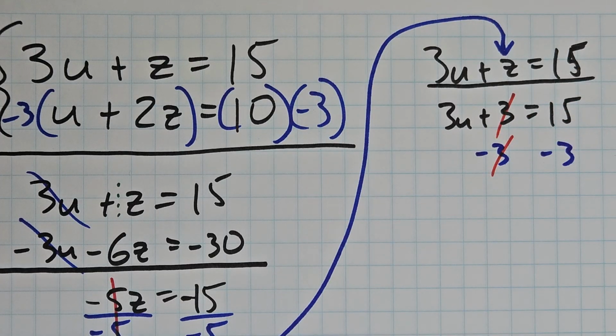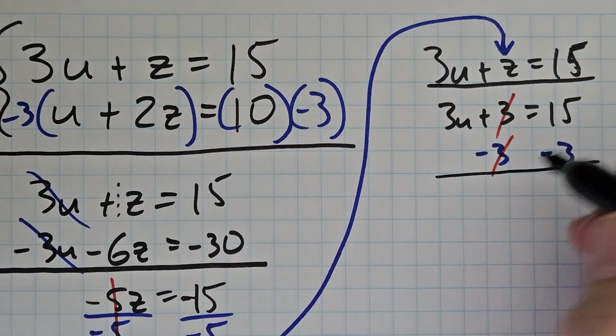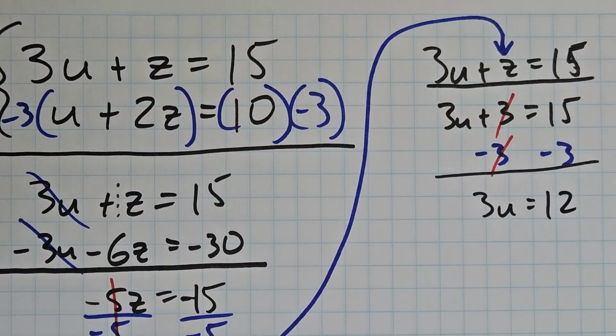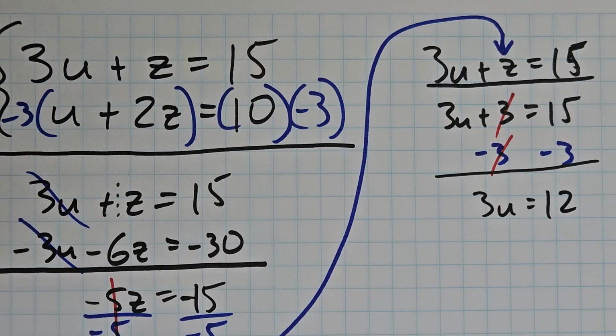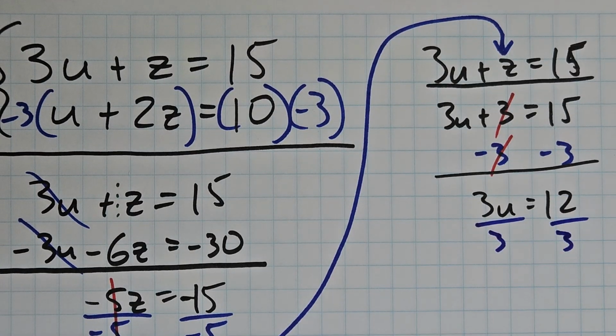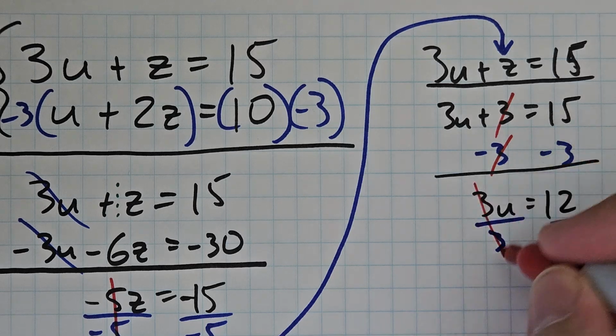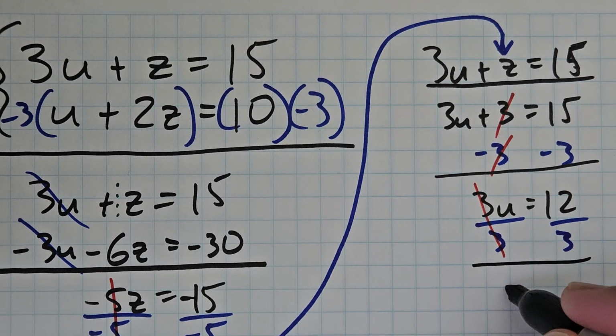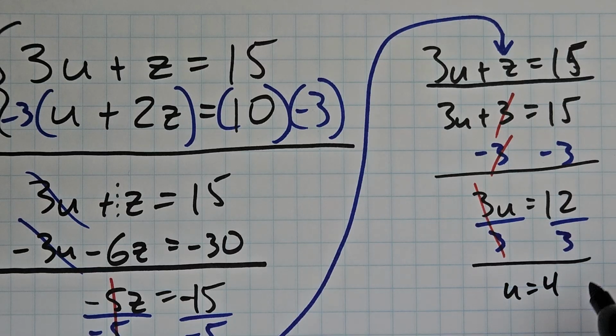So this is generally a 5-step process. And that gives me 3u equals 12. That was moving my constants to the right, by the way. And then I'm going to divide both sides by 3 in order to cancel out the coefficient. And that's going to give me u equals 4.